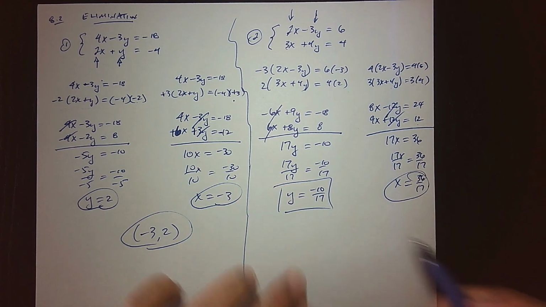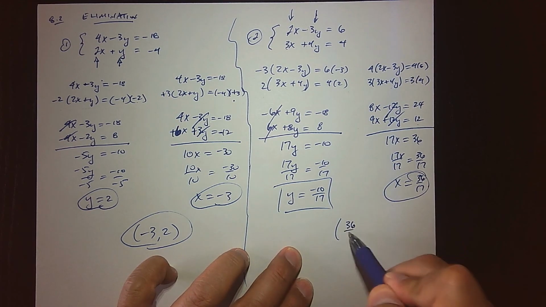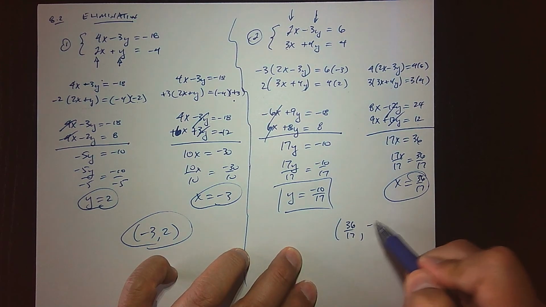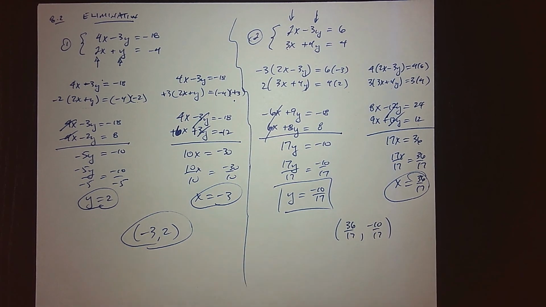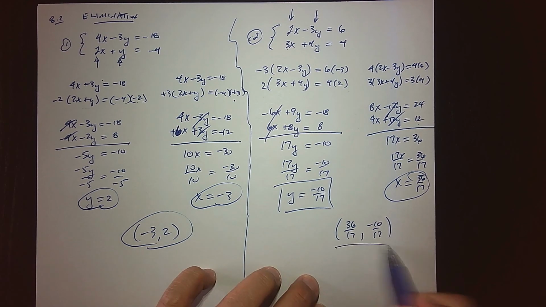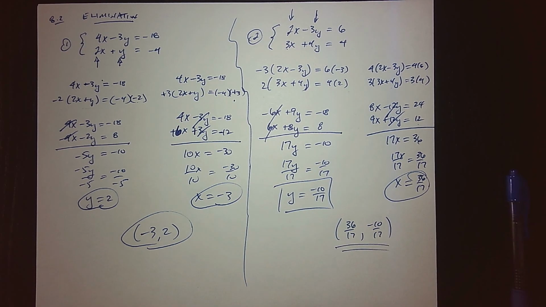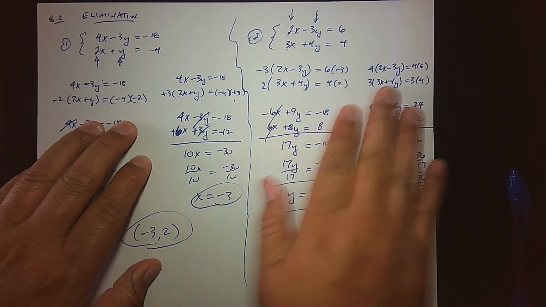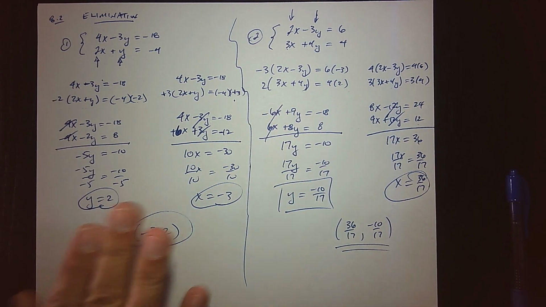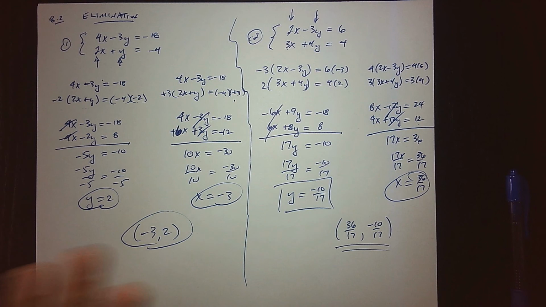So kind of a wild ride there. Our ordered pair is 36 over 17 and negative 10 over 17 as our solution. So there's the elimination technique. Again, I think of the two, even though this is a little weird, once you get used to it, I know you guys are going to love it. Every time I teach this class, it's like, oh, can I just use that?